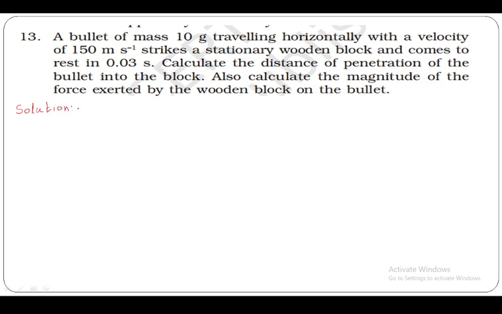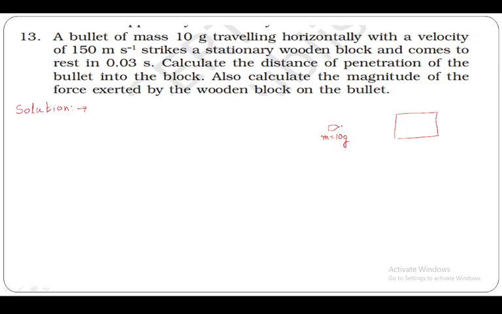The question is: a bullet of mass 10 gram travelling horizontally with a velocity of 150 meter per second strikes a stationary wooden block and comes to rest in 0.03 second. Suppose this is a block of wood, and suppose this is a bullet. The mass is 10 gram.